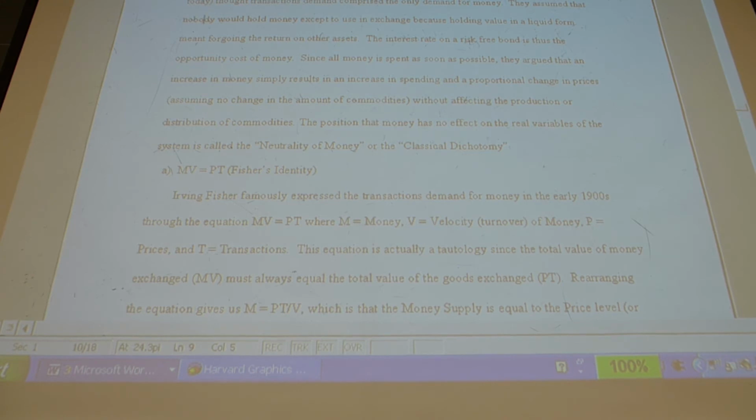So the classical view is this, and this is what we call the quantitative theory of money. Number one, money is solely for transactions. Everybody who gets money spends it, either on commodities or on bonds. So money is immediately spent.